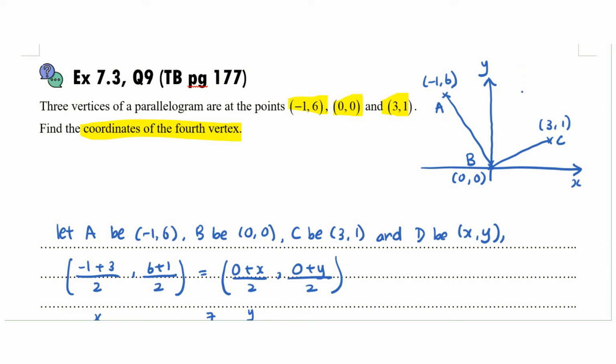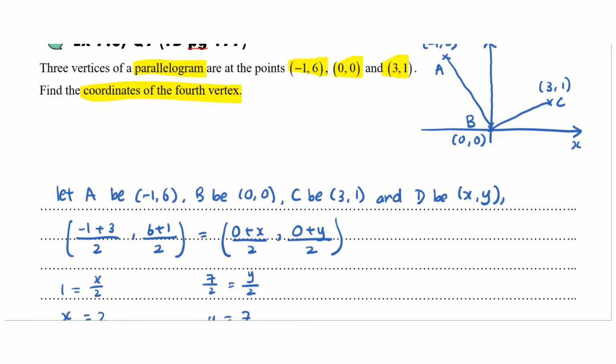Because we are finding the 4th vertex and this is part of a parallelogram, that means the midpoints of the diagonals will be equal to each other. So what I have here is the calculation for the midpoint of AC, and I equate it to the midpoint of BD, where I have x and y being introduced. So the x coordinates of the midpoint have to be equal and the y coordinates of the midpoint have to be equal.